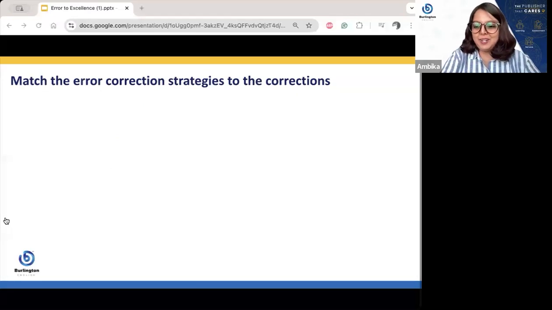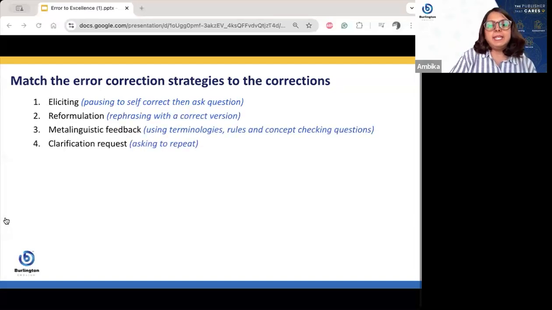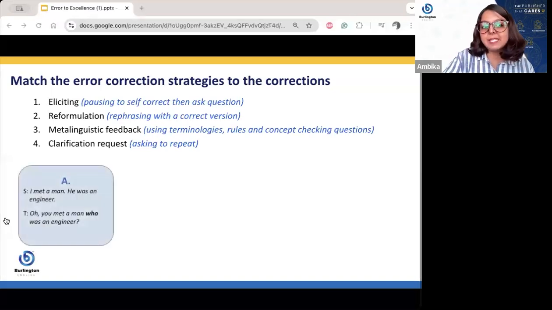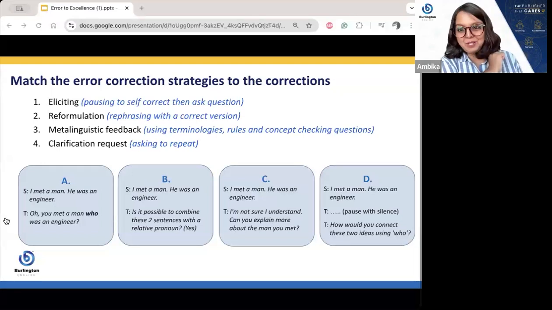So before we go in, I'm going to do a little bit of an activity again with you guys because you're a very interactive bunch and I'm quite excited about that too. So I have here the definitions in very brief manner about the techniques that are posted on the previous slide. One is eliciting, the other is reformulation, metalinguistic feedback, and clarification request. And I have here samples of each. A, B, C and D are samples of each of these types of error correction methods. I would like you to match the correct method to the correct sample.